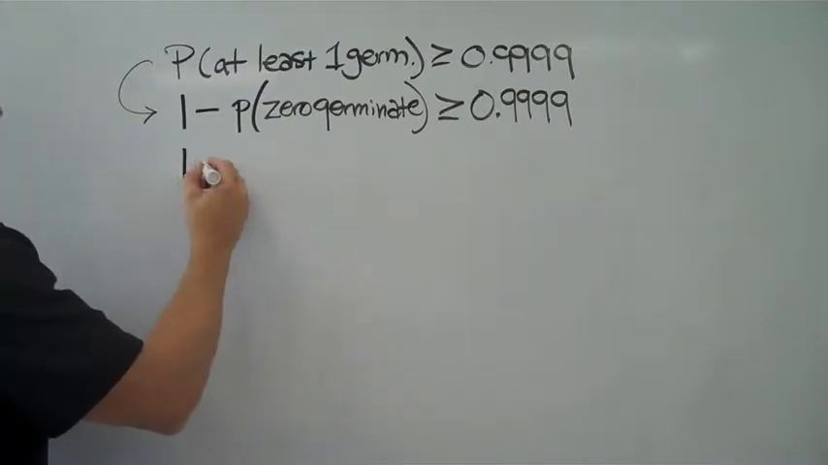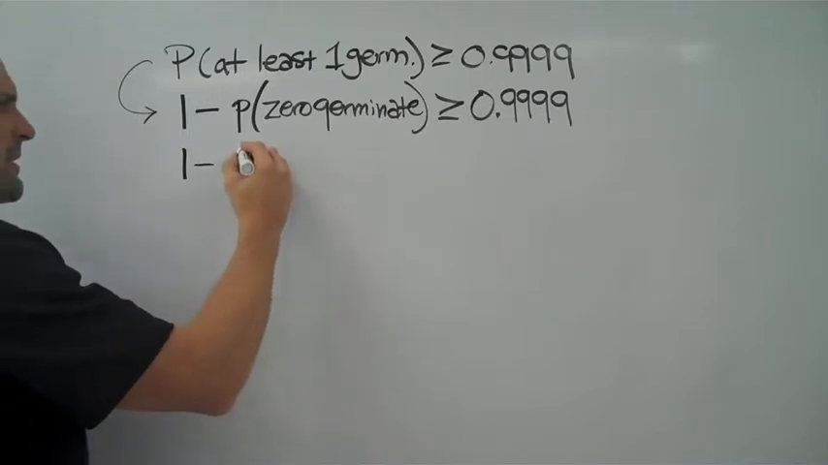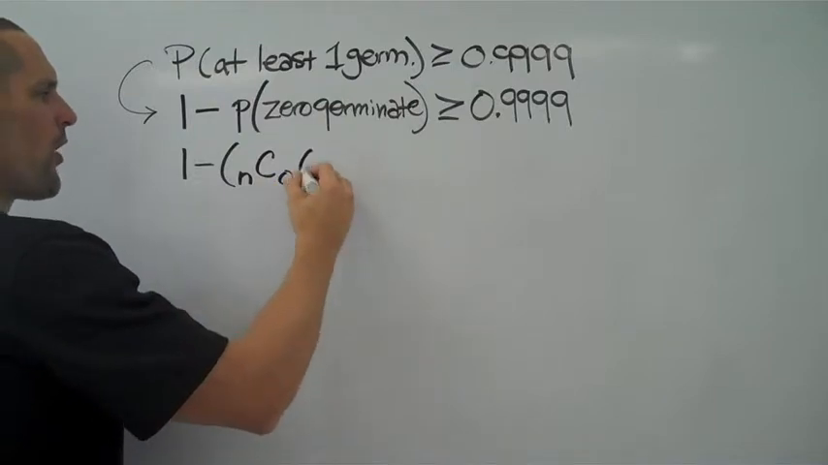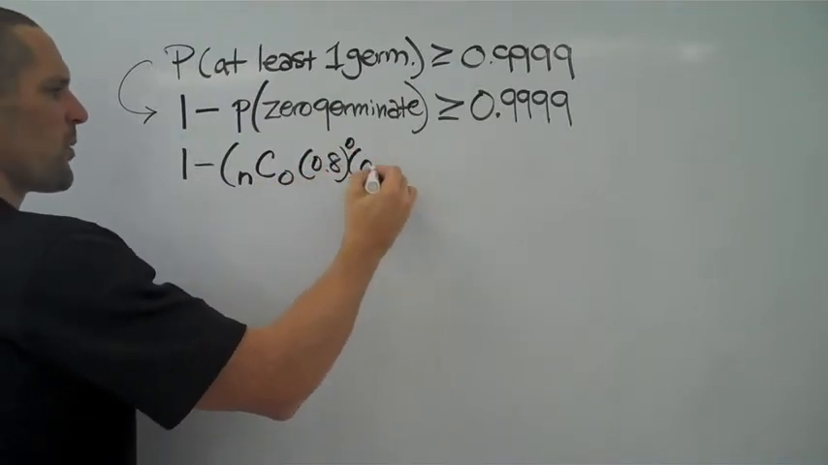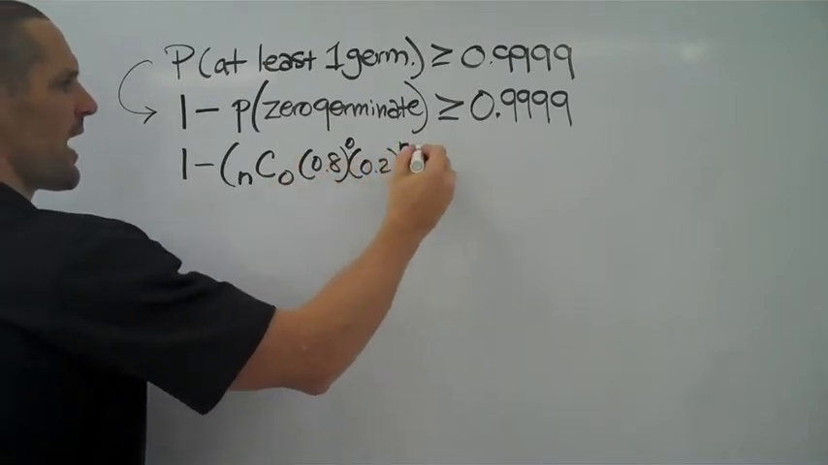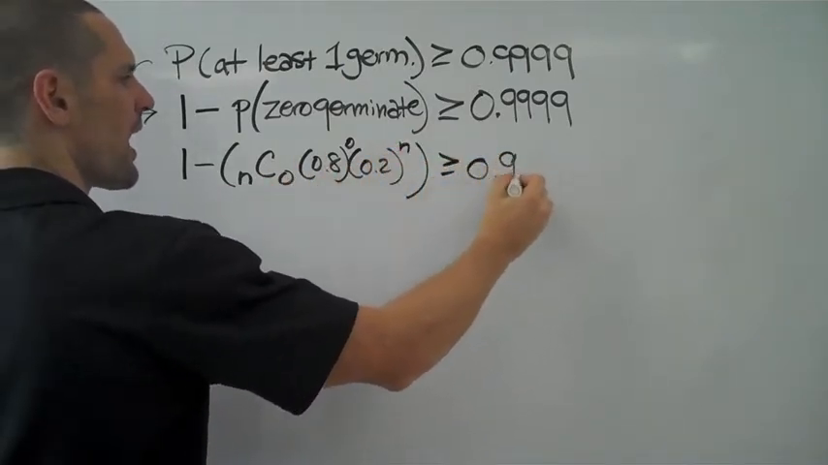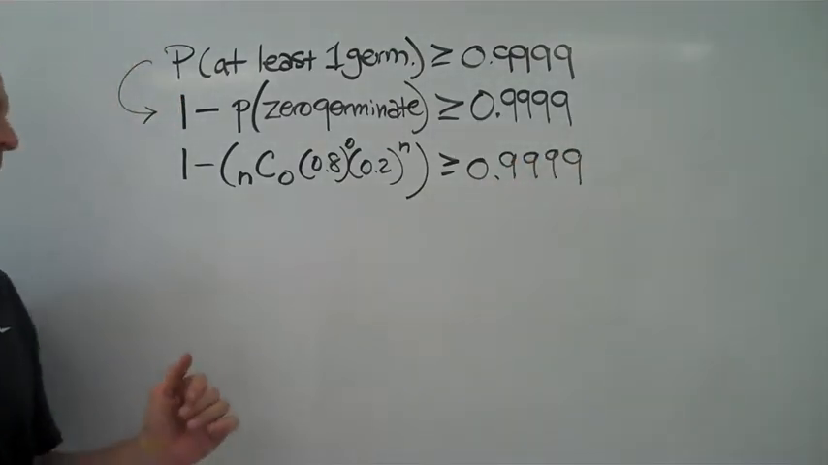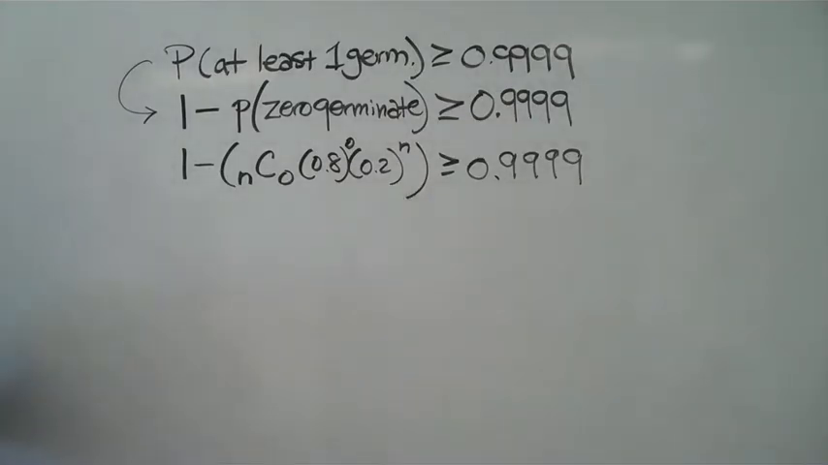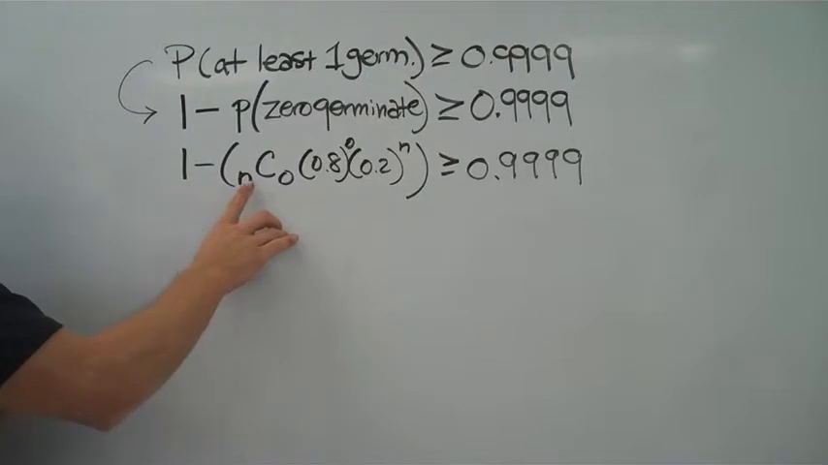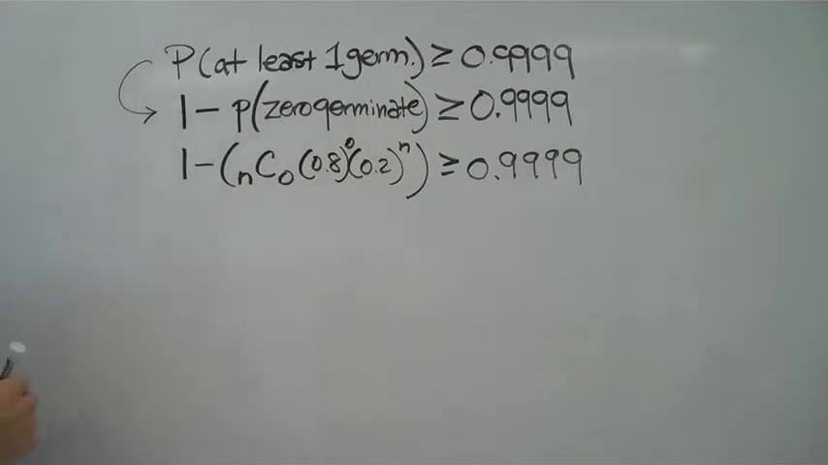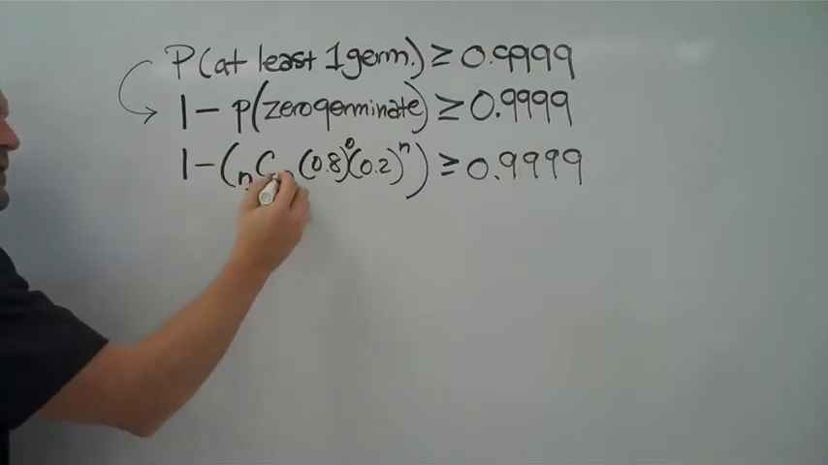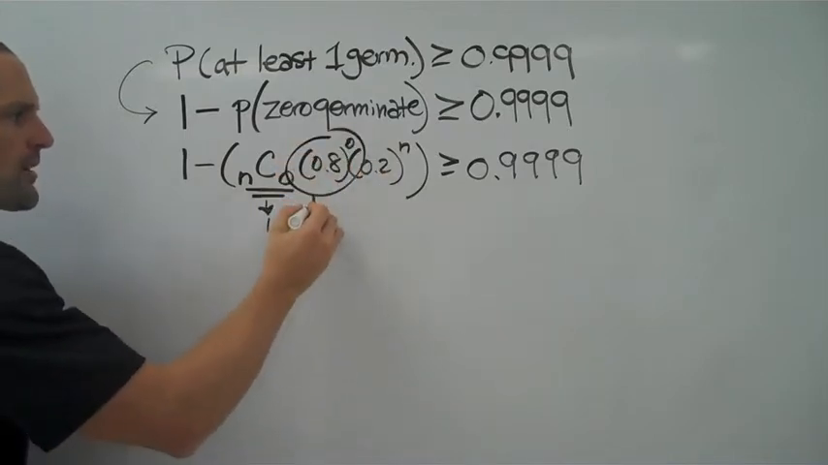Well, this is going to be 1 minus the probability that 0 germinate, which is nC0 of 0.8 to the 0, 0.2 to the n minus 0, which is n, is greater or equal to 0.9999. Why did I do that? Well, because they're saying, how many trials do we have to do to ensure that we're 99.99% certain here? Well, we don't know the number of trials. But I do know that nC0 is always going to be 1. C with the 0 there is always going to be 1. And I know that 0.8 to the 0 is 1.